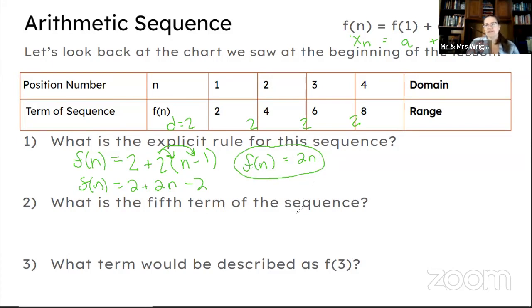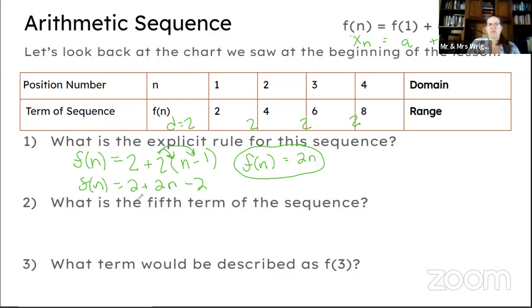And that's the case anytime you have a multiplication table. If you're counting by threes and you started at 3, it would be f of n equals 3n. f of n equals 5n if you're skip counting by fives. So that's your explicit rule for this sequence.